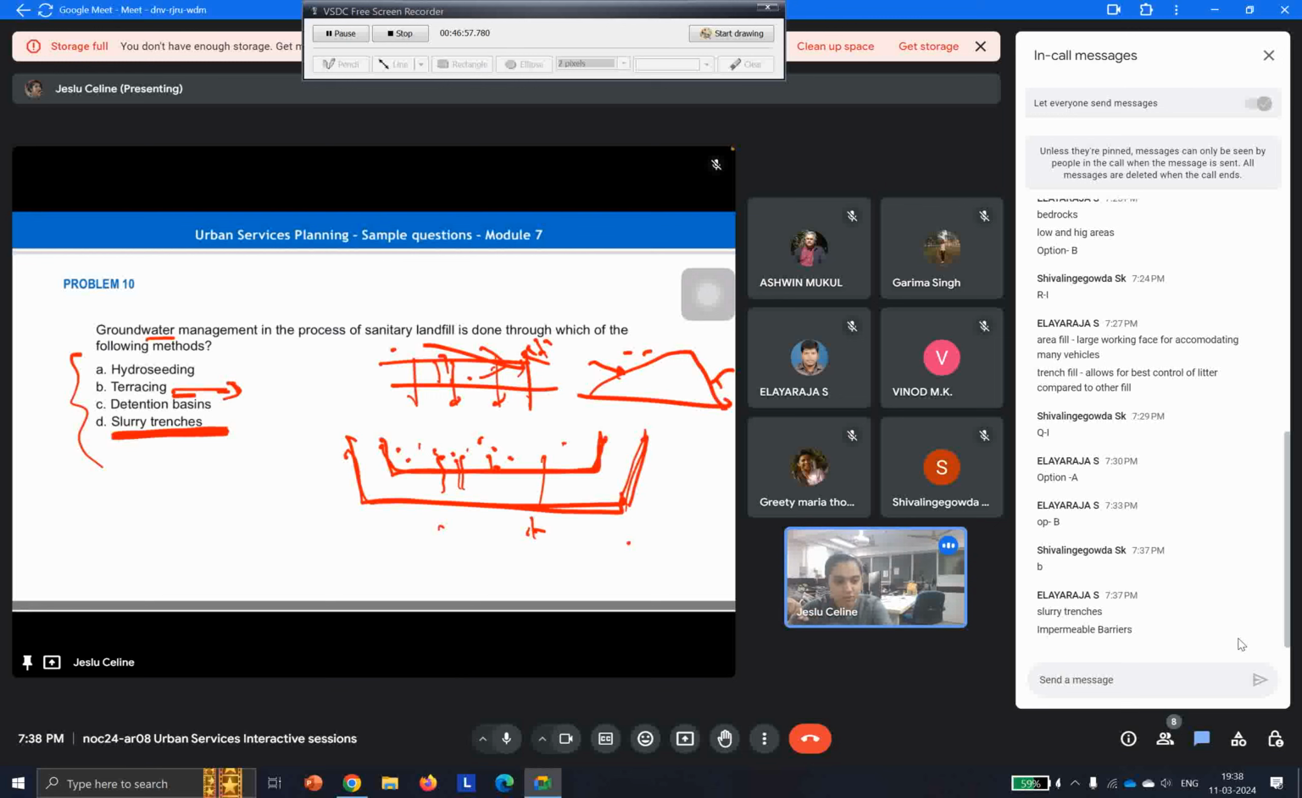Yes, slurry trenches are impermeable barriers which are created. And terracing, hydroseeding, detention basins are all methods of groundwater management. Yes, you're right in that aspect, but it is not for a sanitary landfill. It is done to ensure that the surface water goes into the ground, and it replenishes the groundwater level. So slurry trenches is the groundwater management process used in sanitary landfill.